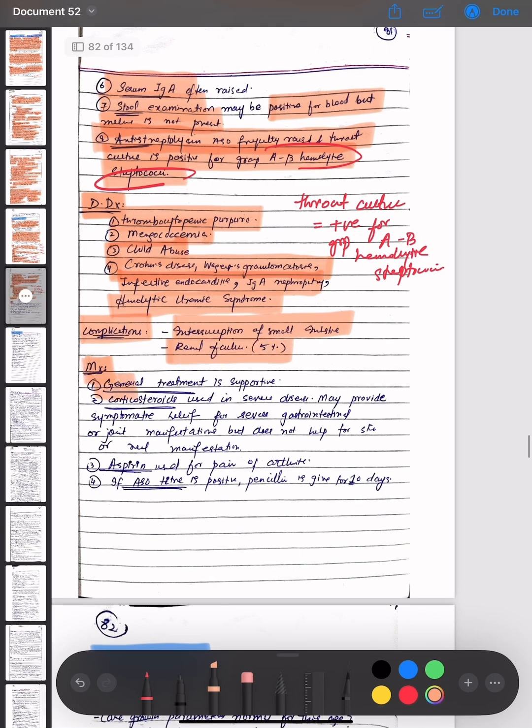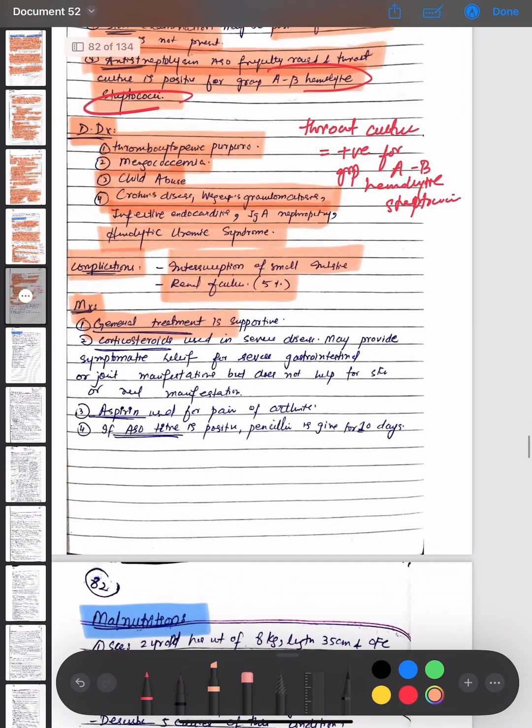The management options: general treatment is supportive. Corticosteroids are given, which are used in severe disease, may provide symptomatic relief for severe gastrointestinal or joint manifestations, but do not help for skin manifestations. Aspirin is used for pain of the arthritis, and if ASO titer is positive, penicillin is given for 10 days.